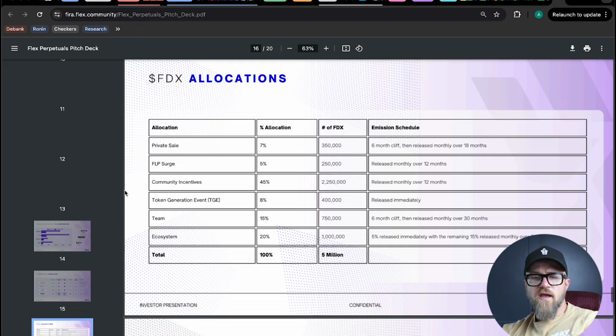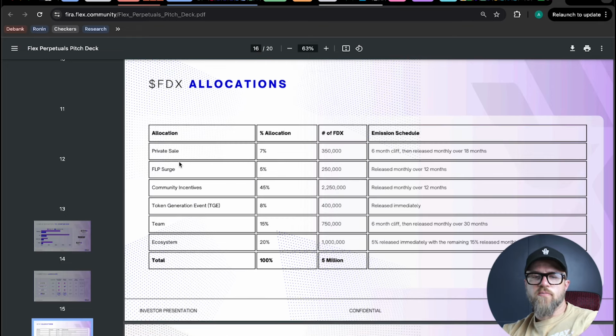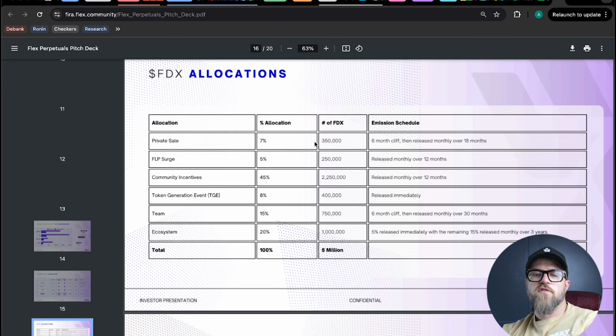So FDX allocations, this is the breakdown of the tokenomics, guys. So private sale, which is what we're currently in, right? 6 month cliff with released monthly over 18 months, or a linear vest period of 18 months. There is going to be 350,000 tokens given to the private sale, which is what we're investing in if you get into this at the end of the video, guys.